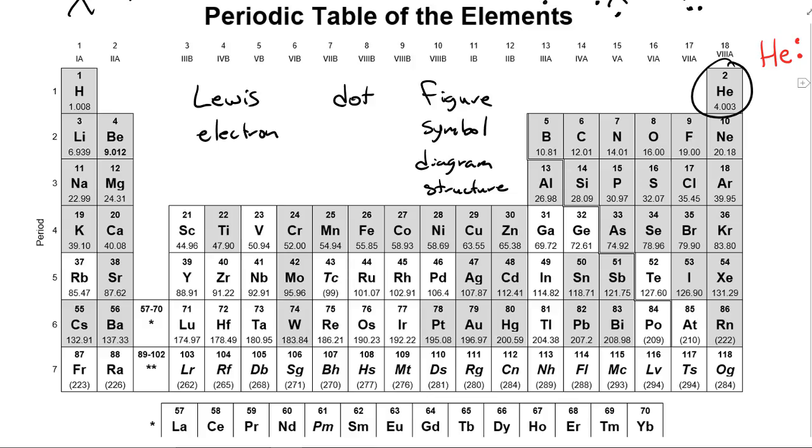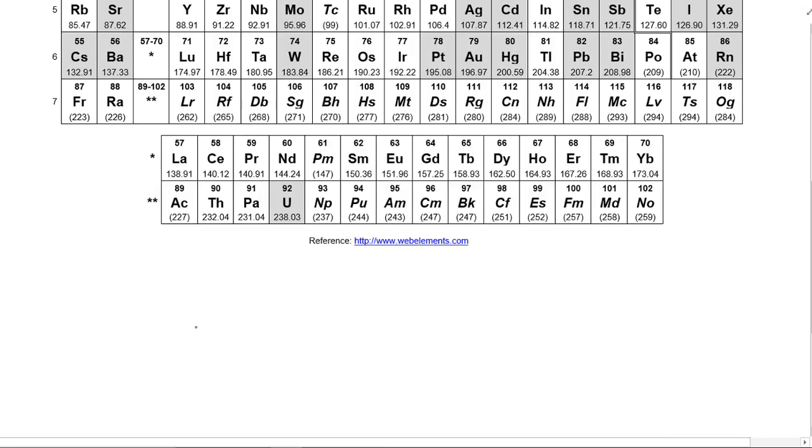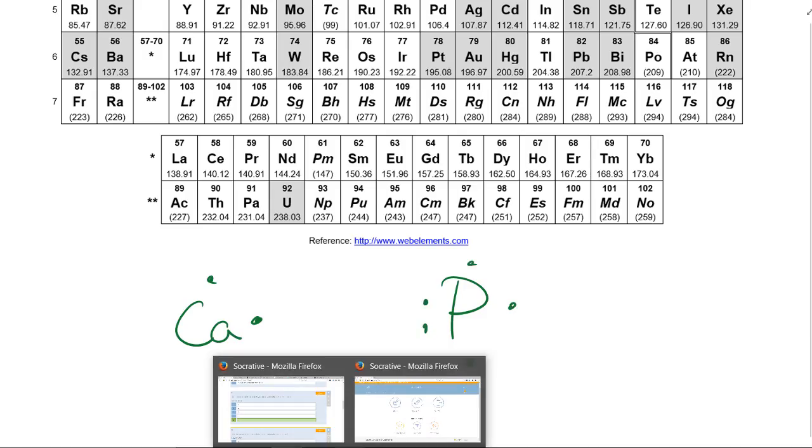So then, if we were to write out the Lewis symbol for something like calcium, what would the Lewis symbol for calcium look like? Ca with 2 dots. And phosphorus then would have 5 dots. The placement of the dots, again, isn't critical as long as we place one dot on each side before we double up.